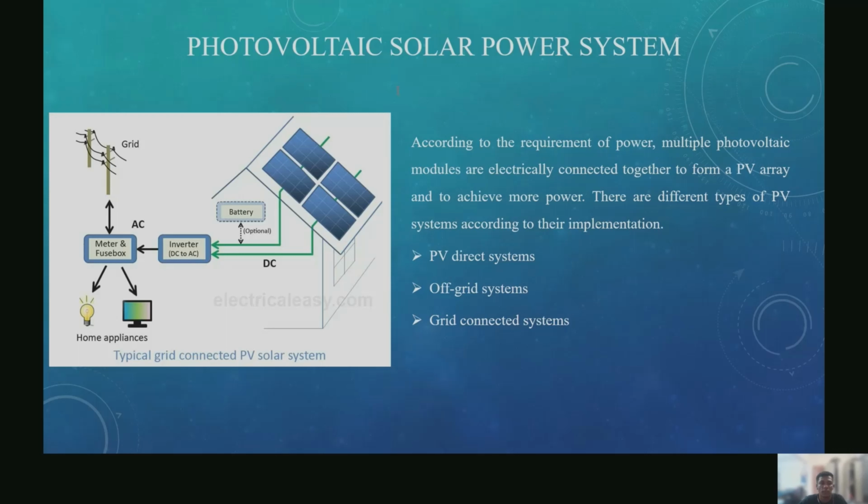So for grid connected systems, these solar power systems are tied with grids so that the excess required power can be accessed from the grid. They may or may not be backed by batteries.